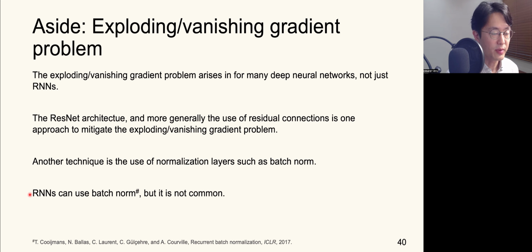RNNs have the exploding and vanishing gradient problem along a slightly different dimension. RNNs have this problem along the sequence length dimension. And one might ask, can we use normalization layers to resolve this issue? Indeed, there has been some research trying to use, let's say, batch norm to resolve this problem, but it seems to not have worked well enough to become common practice.